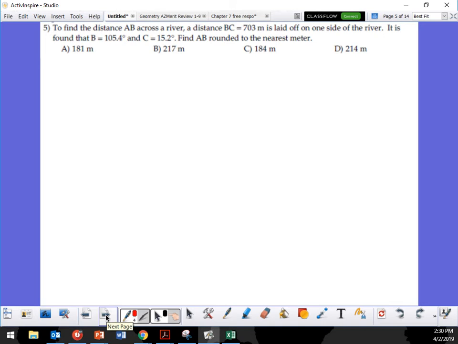All right, right here, find the distance AB across the river. So what do you think I should start by doing here? Draw a triangle. Is there a recurring theme here? Find distance across the river. So watch, I'm going to do the river. And I need blue because it's a blue river. Blue river right here.